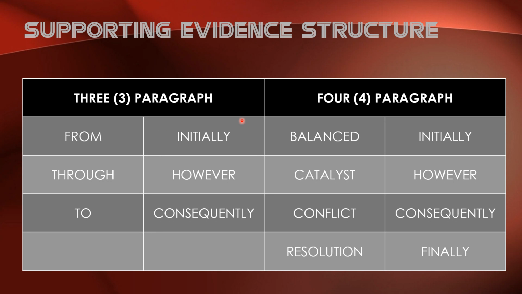If we were going to do a 4-paragraph model, I might have one paragraph on the balanced state, one on the catalyst for change, one on the conflict that our character develops, and one on the resolution of that conflict. In other words, I could write initially, however, consequently, and finally. For the sake of this tutorial, though, we'll focus just on the 3-paragraph structure.